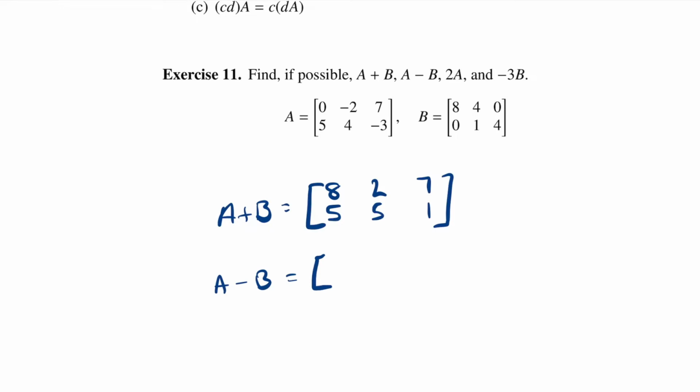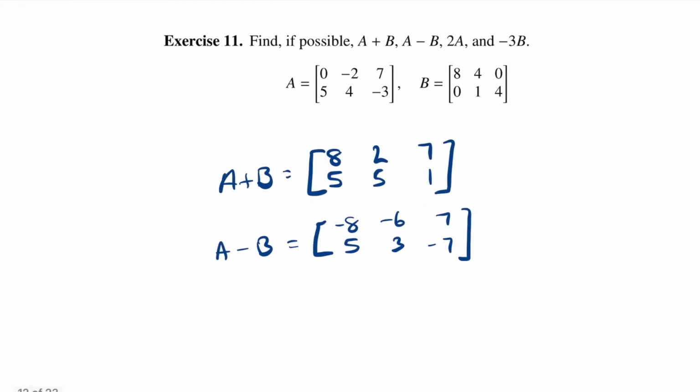We just subtract this time. So 0 minus 8 is negative 8. Negative 2 minus 4 is negative 6. 7 take away 0 is 7. 5 minus 0 is 5. 4 minus 1 is 3. Negative 3 minus 4 is negative 7.